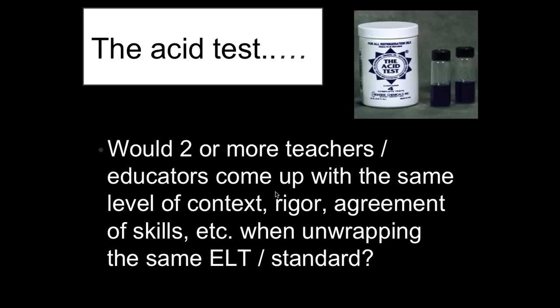An important element also is the acid test: when two or more teachers or educators come up with the same level of context, rigor, and agreement of the skills, etc., when unwrapping the same ELT or the same standard. That's the key. We have to be looking at these with the same level of rigor and accuracy, which is why I think some of the ELTs we'll see are ready to go. Some might need a tweak or two just because we haven't created the level of specificity from the standards, so that two adults unwrapping them at the same time would come up with the same context and rigor agreements.